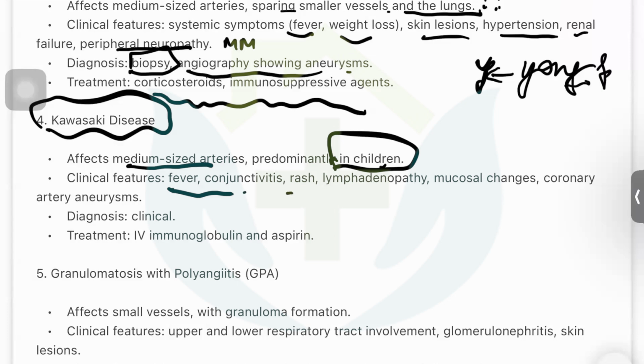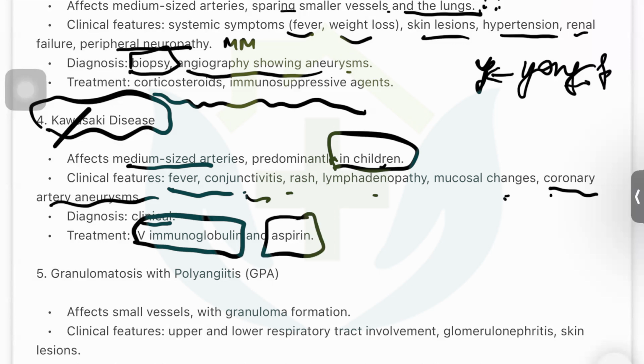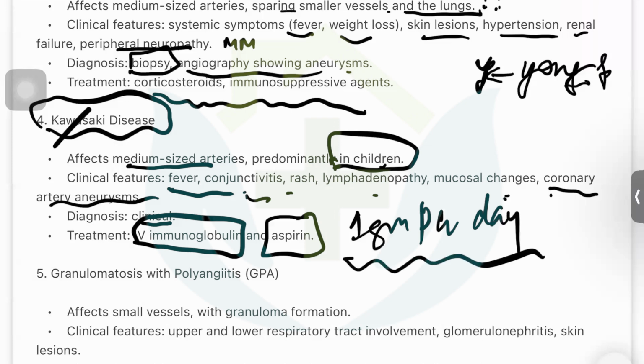Fever, conjunctivitis, rash, lymphadenopathy, mucosal changes, and coronary artery aneurysm. So young, small children coming with coronary artery disease, always rule out Kawasaki's. Diagnosis is clinical. Therapy: IV immunoglobulin and high-dose aspirin. How much aspirin? 1 gram per day.